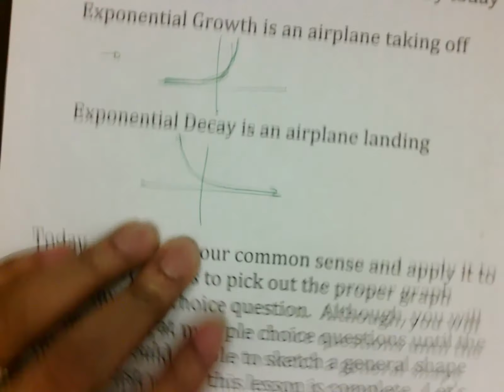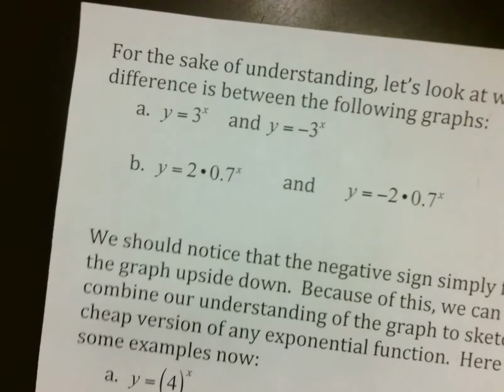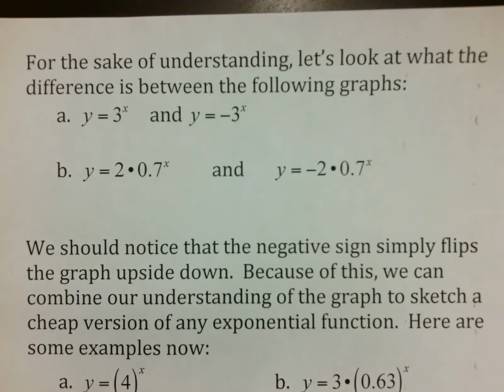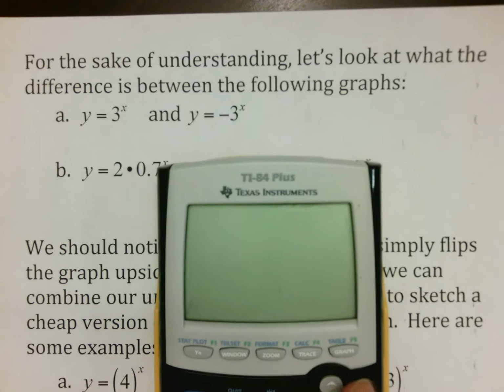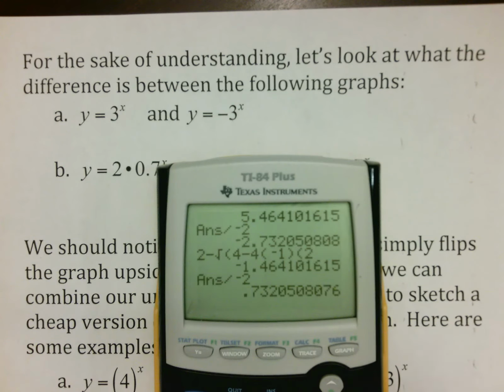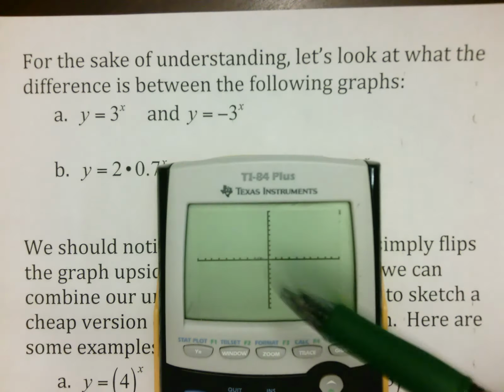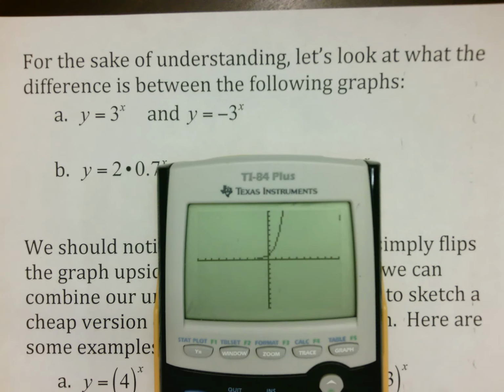From what I saw yesterday, I think some of you were trying to figure out how to graph these things in your graphing calculator, but as long as you understand the general shape, you won't need to actually graph them in your graphing calculator. You just want to understand what the general shape is, so that's what we're going to do. I'm going to graph them myself, going to the y equals button and typing in the first function, 3 to the x. This is a growth function because that's bigger than 1, and we should see an airplane taking off, which is what we see.